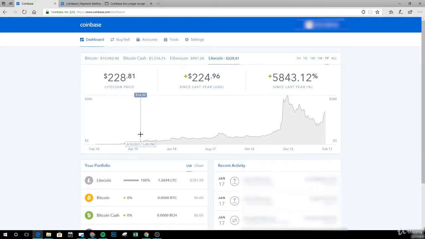Once you sign in, you'll see a page similar to this one, showing off a chart here and the different prices of Bitcoin, Bitcoin Cash, Ethereum, and Litecoin. So at the time of recording this, the price of Litecoin is at $228, up now $229. And then, of course, over the last year, Litecoin has gone up nearly 6,000% in value, from a low of around $4 to its current price of $229.